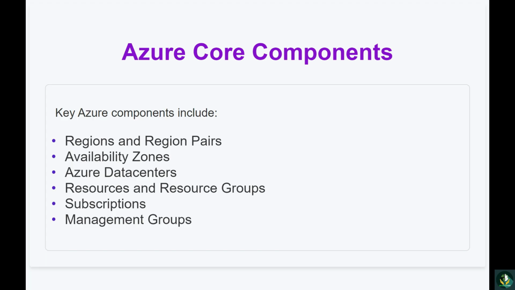Management groups offer a higher level of organization, allowing you to efficiently manage access, policies, and compliance across multiple subscriptions. This hierarchical structure enables you to apply governance controls consistently across your entire Azure estate, ensuring that your cloud environment aligns with your organization's policies and standards.